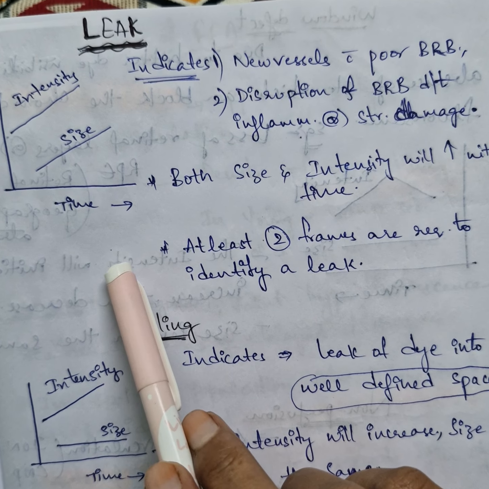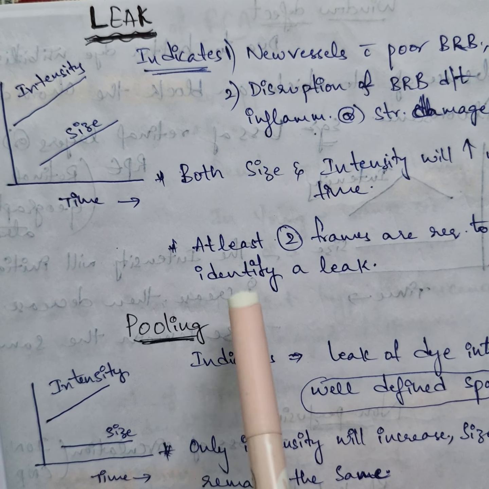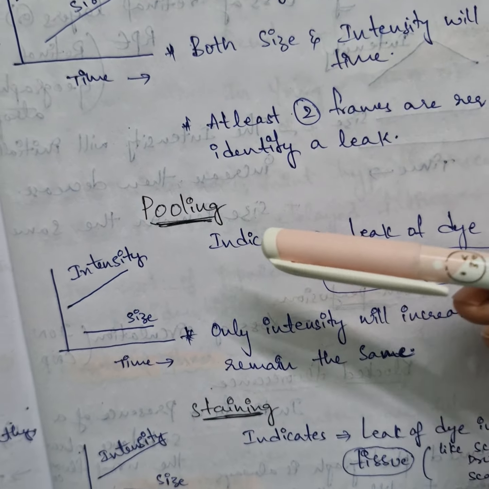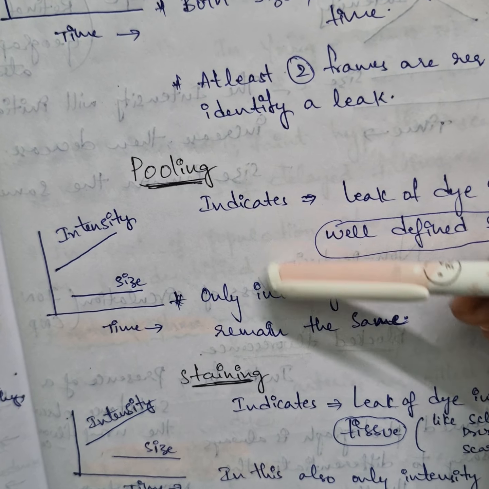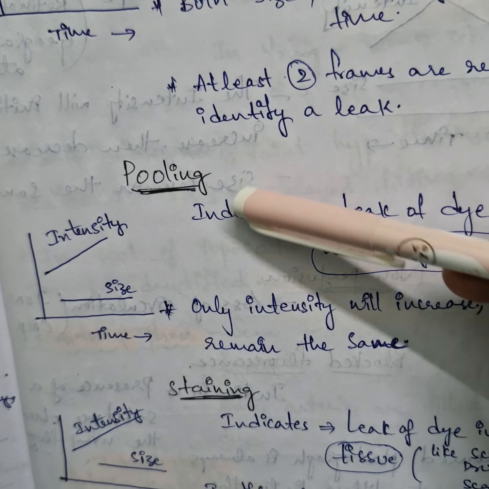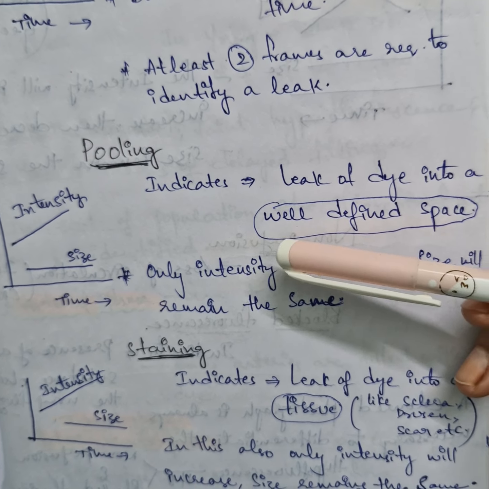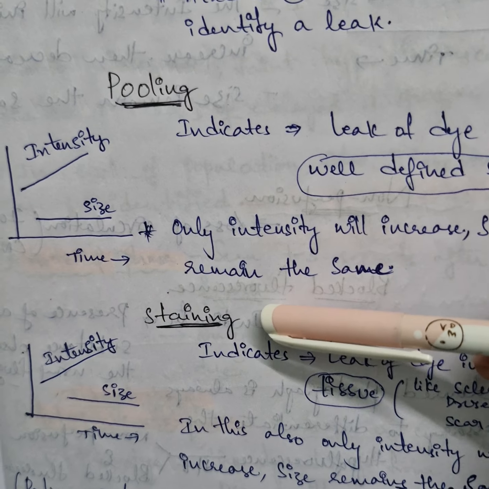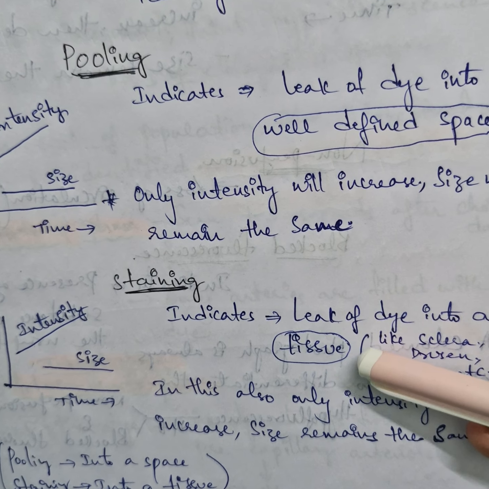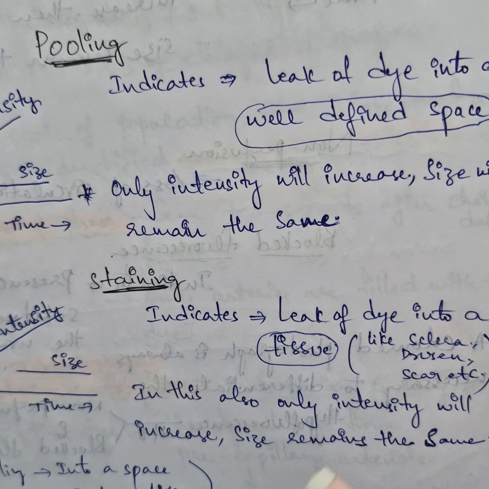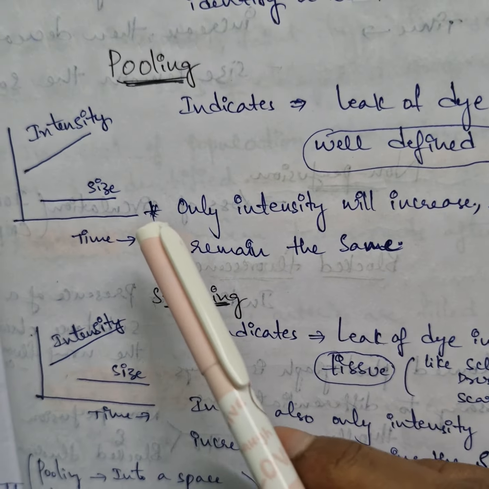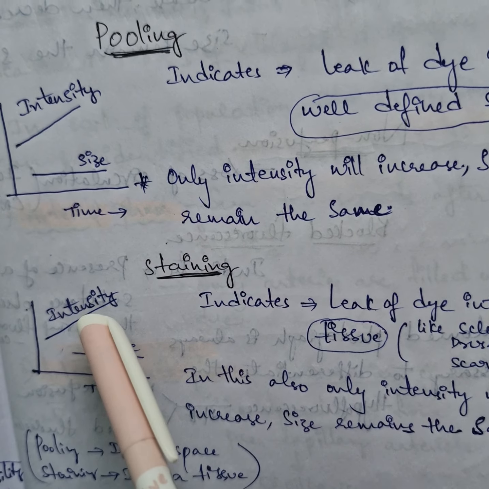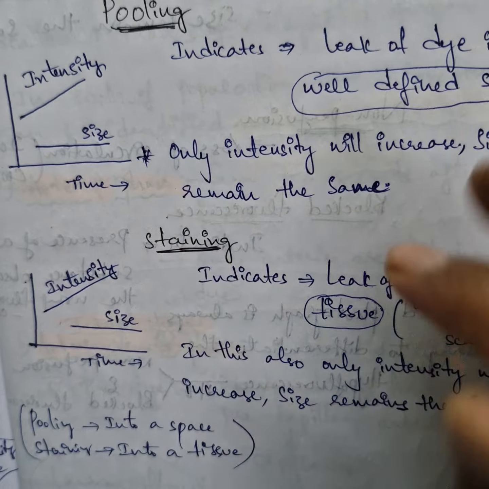So for us to confirm that there is a leak present, we should have at least 2 frames of the FFA pictures. So coming to pooling, pooling and staining are essentially the same. The only difference between these two is pooling indicates that the dye is leaking into a well-defined space, whereas staining, as the name indicates, will stain a tissue. So there is a leak of dye into a tissue, like into sclera, drusen, or into any scar that is present, etc. In both of these, size will remain the same. Only the intensity will increase as the time increases.